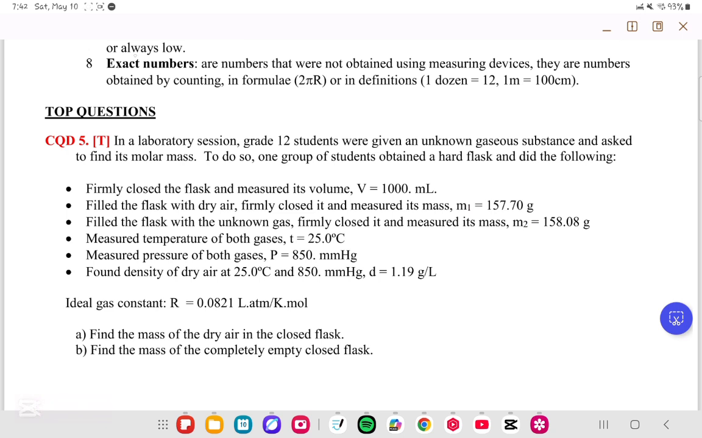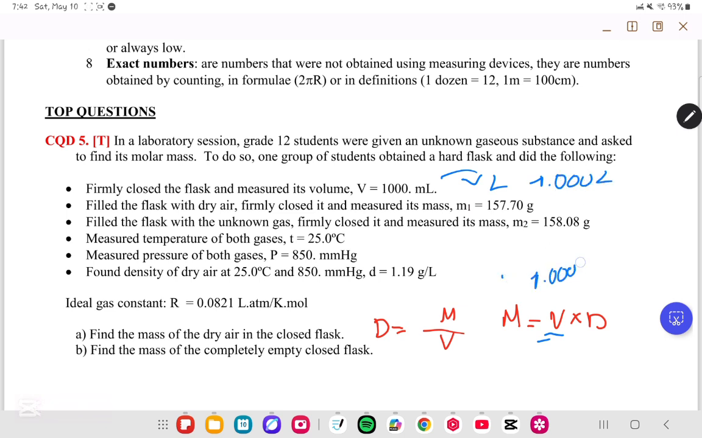We know that the equation is that density is equal to mass over volume. So mass, what we're looking for, is equal to volume times density. Where is our volume? We know that it is 1000 milliliters. You need to change it into its SI unit, which is liters. So it is 1 liter. Quite simply, 1 liter.